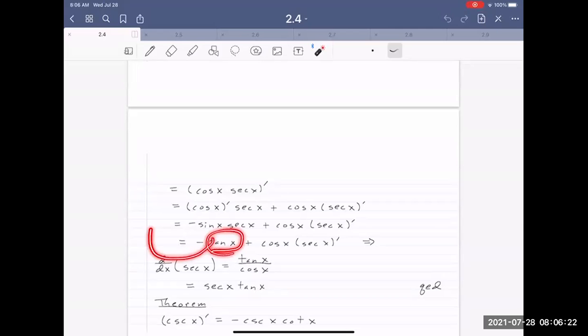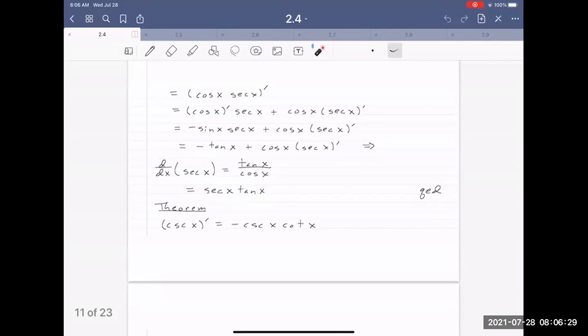Bring tangent x to the other side of your equation. Divide both sides of your equation by cosine x. Therefore, the derivative of secant x is tangent x over cosine x. Let's write 1 over cosine x as secant x. Therefore, the derivative of secant x is secant x times tangent x.